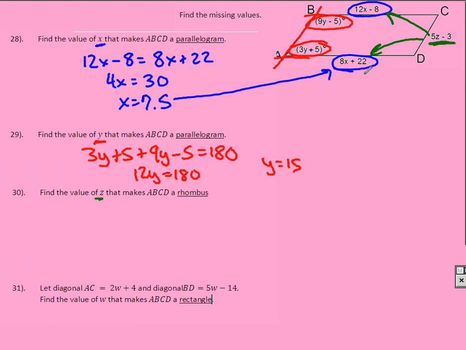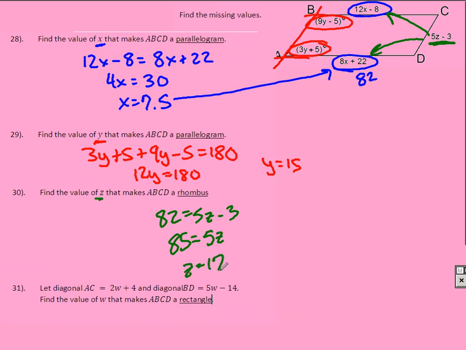you should get 82 as that value. So all I'm going to do now is set 82 as the side length equal to 5z minus 3. So I add 3 to get 85 is equal to 5z. And when I do that division, I should get z is equal to 17.